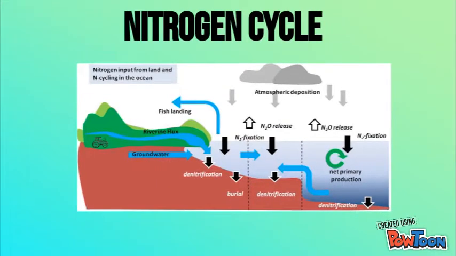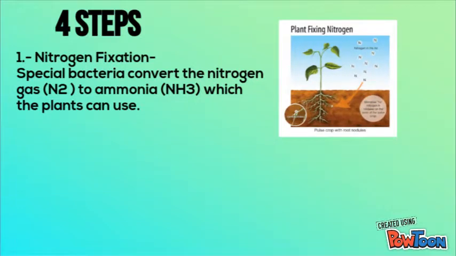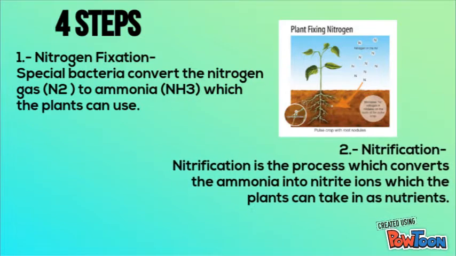Nitrogen cycle. The nitrogen cycle is divided in 4 steps. Step 1. Nitrogen fixation. Special bacteria convert the nitrogen gas to ammonia, which the plants can use. Step 2. Nitrification. Nitrification is a process which converts the ammonia into nitrate ions, which the plants can take in as nutrients.